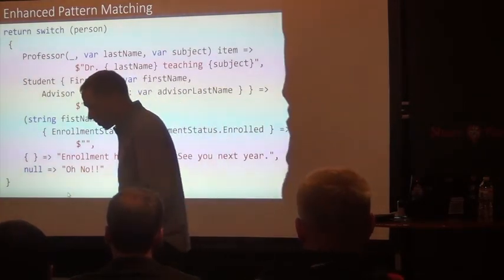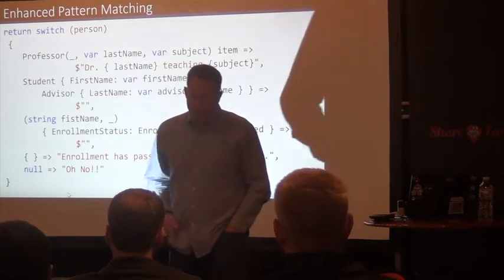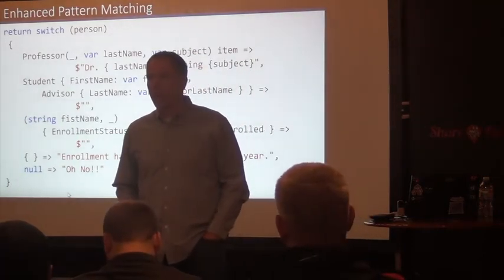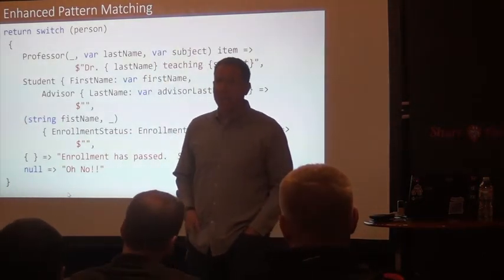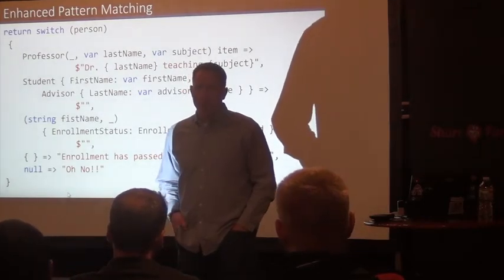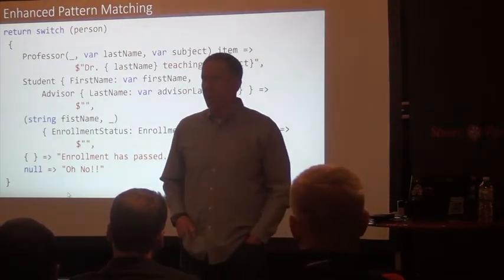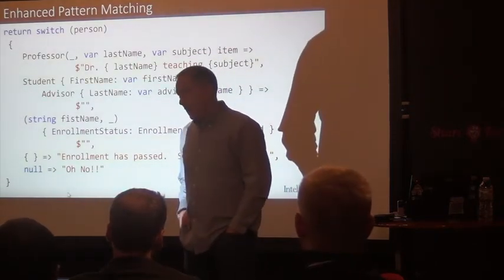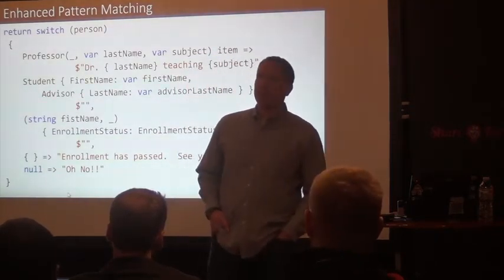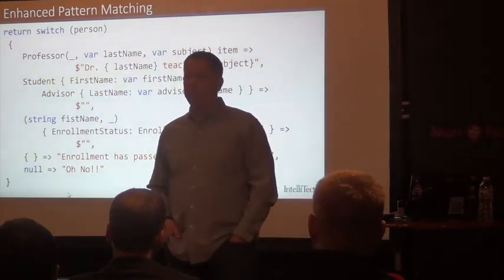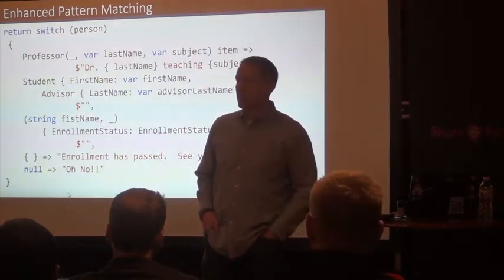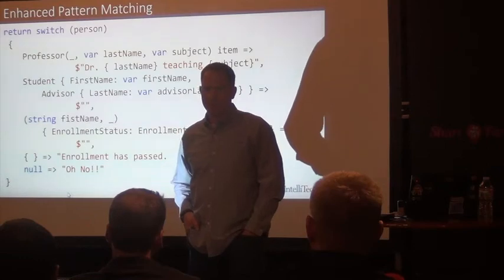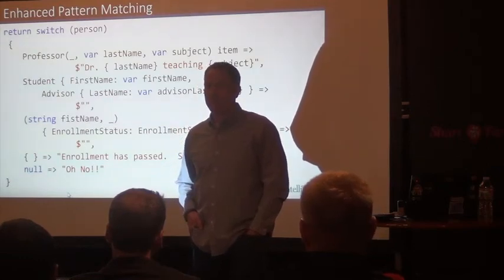For those of you who don't know, a record is basically a shorthand syntax for declaring a type that just has properties on it, and the properties are initialized with a constructor. And so you can just declare a type. For example, I can say class, person, parentheses, string, first name, comma, string, last name, close parentheses, done. Semicolon.